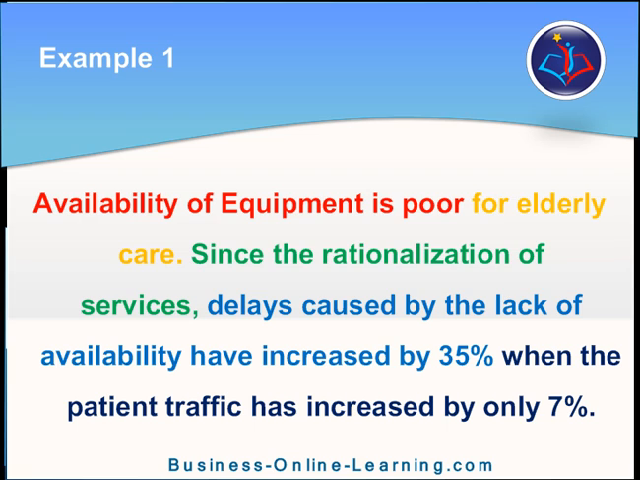Here is our first example. The availability of equipment is poor. This is what is wrong. Where it went wrong was for the elderly care. When it occurred, since the rationalization of services. How much or the extent is given with delays caused by the lack of availability have increased by 35%. How do we know this? Because the other patient traffic had increased only by 7%.